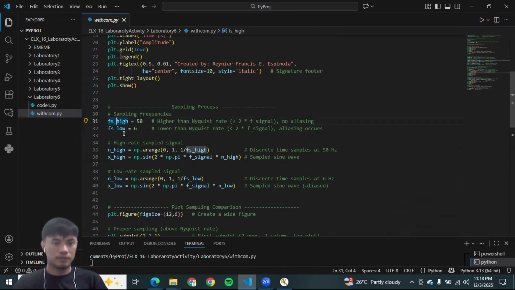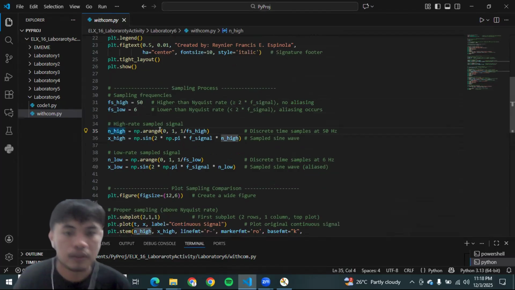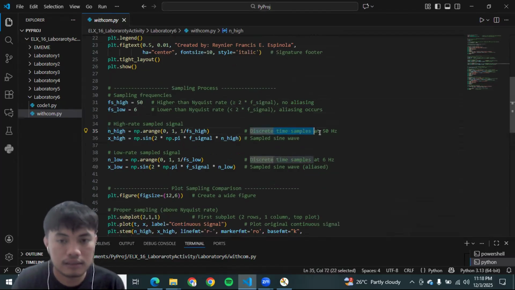So our variables are frequency high and frequency low. For n, we set the discrete time samples at 50 hertz. And then we need to sample the sine wave.